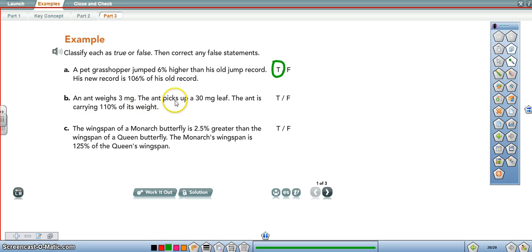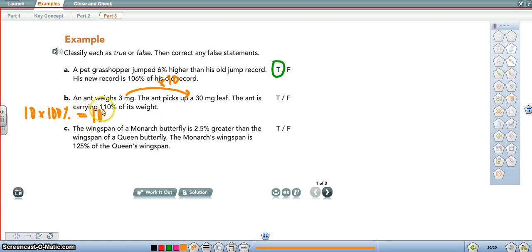An ant weighs 3 milligrams. The ant picks up a 30 milligram leaf. That is 10 times the size of the ant. So he's picking up something that's 10 times his own weight. Well, all of his weight would be 100%. 10 times 100% is 1,000%. So this is false. It should be 1,000% of his weight.